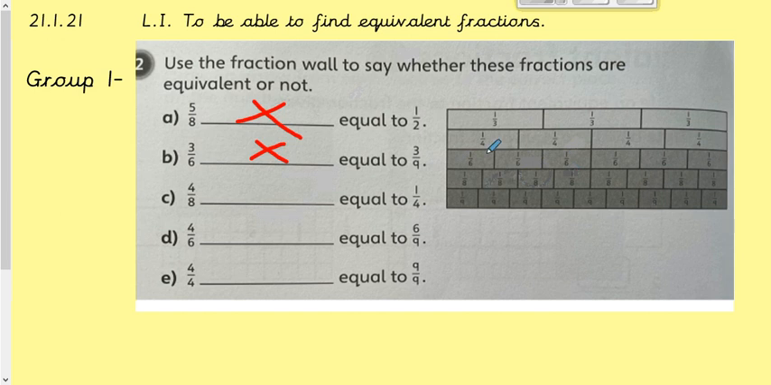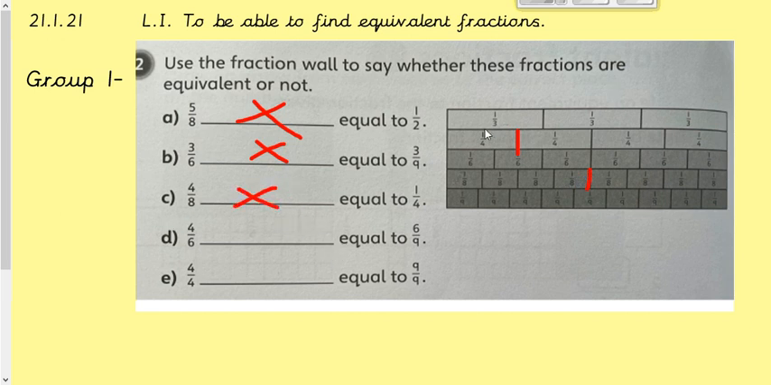4/8, 1, 2, 3, 4 is equal to 1/4. So that is definitely not equal, because 4/8 is a lot bigger, takes up a lot more room than 1/4. That is not right as well.